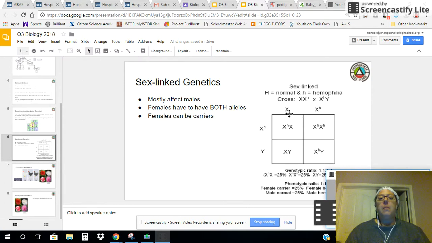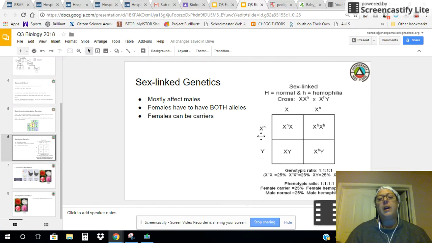And if you notice, the mom in this example is a carrier. One of her X's has the little H on it. If both of her X's had the little H on it, she would be an affected female. But she is a carrier. And on the left, the male is affected with hemophilia because this is an X sex-linked trait. And he only has one X because he is a male. And because his X is affected, he automatically gets the disease.